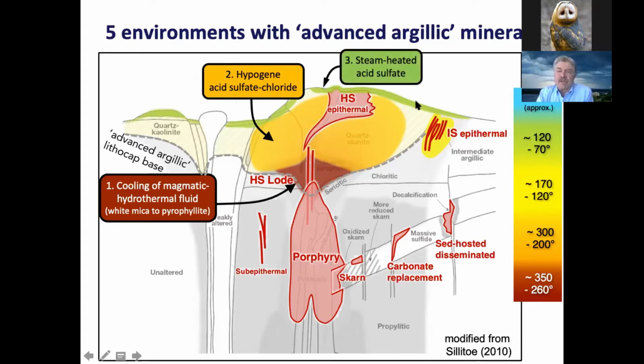Then we have what's called steam heated acid sulfate, and that forms a blanket, this green horizon, a blanket over the tops of the ore bodies very near the paleosurface. There's also steam heated CO2 or carbonic acid alteration. That's basically advanced argillic.